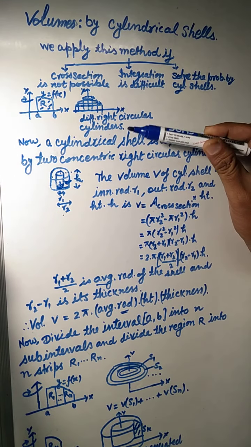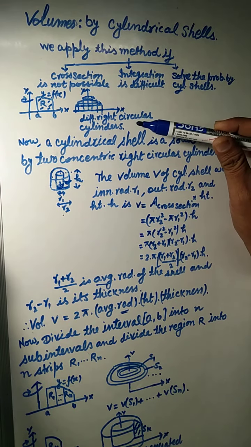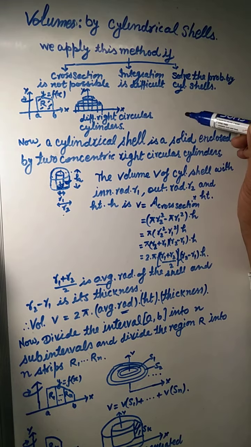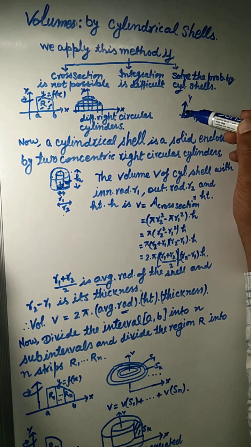And a right circular cylinder, as we know, if the axis forms a right angle with bases like this one, which are exactly on right angles, then the cylinder is known as a right circular cylinder.